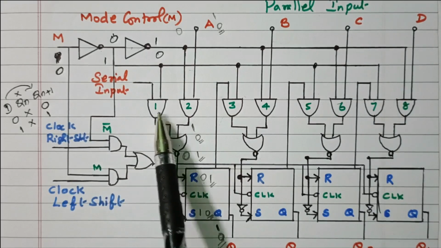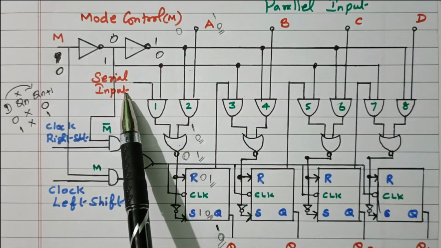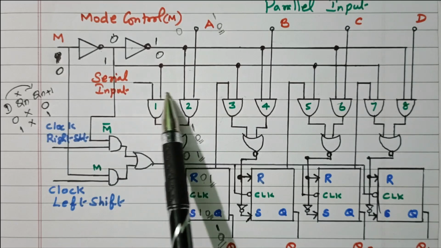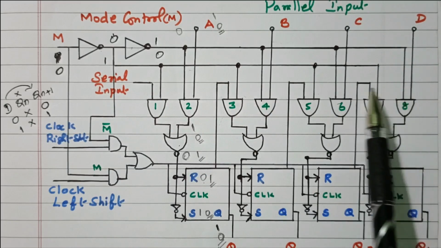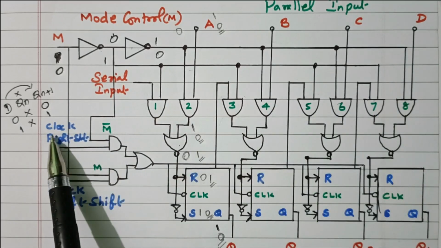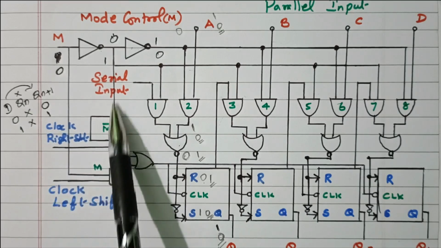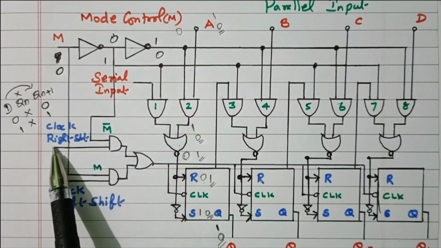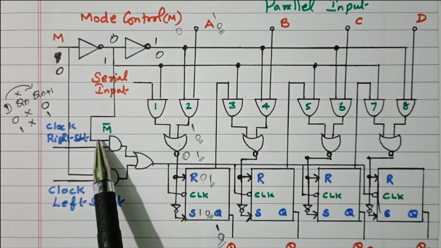Right. Now 1, 3, 5, 7 is enabled. If we give the input here, it performs the right shift operation. If we give the input here, it will perform the left shift operation. This is the clock pulse controlling right or left. Right. If the clock pulse is 1, already here also 1. If we want to perform right shift, this clock pulse is given. Here this is 1 and this is 1.